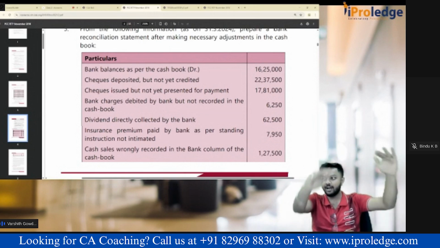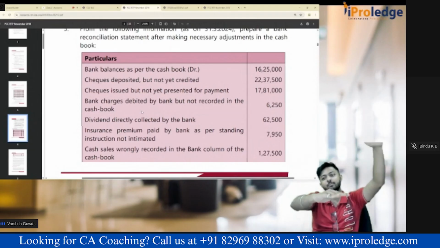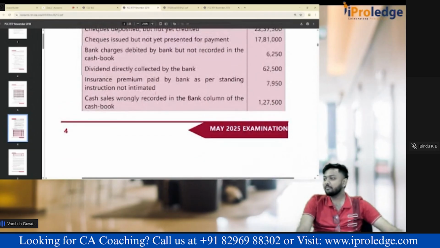You have to add. Bank charge is directly debited. You have to subtract from your cash book because passbook is less, cash book is more. Dividend directly credited to the bank: you have to add. Insurance premium paid by the bank directly: this is subtract.